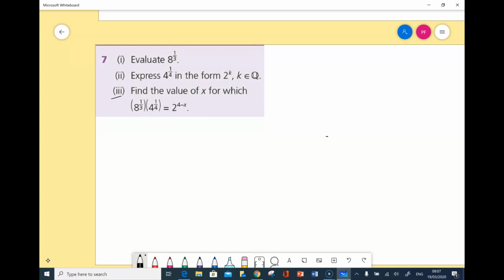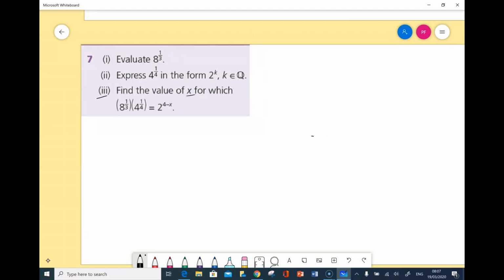We've got: find the value of x for which 8 to the power of 1/3 by 4 to the power of 1/4 equals 2 to the power of 4 minus x. Now, as we just saw a second ago, let's start from the start. What we're looking for is x. It's up here in the indices, so we have to make all our base numbers the same. So we saw a second ago that 8 to the power of 1/3 is just 2. 4 to the power of 1/4 can be 2 to the power of a half, and that's equal to 2 to the power of 4 minus x.